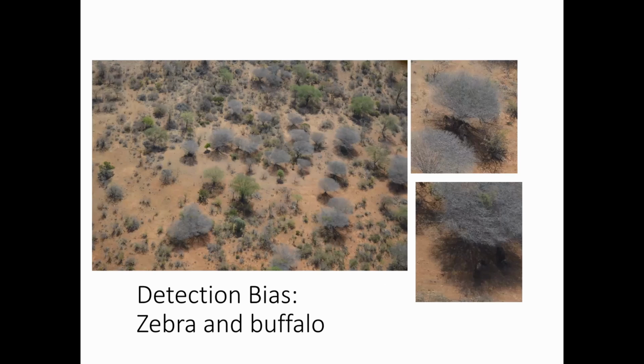Well, in this picture, we have just a lovely piece of Savo bushland, and under that tree are a whole lot of zebra and a whole lot of buffalo. Your observer will not see those. They're deep in shadow, deep in contrast. His eye will be over this scene probably in about 3 seconds, and he will not see those animals.